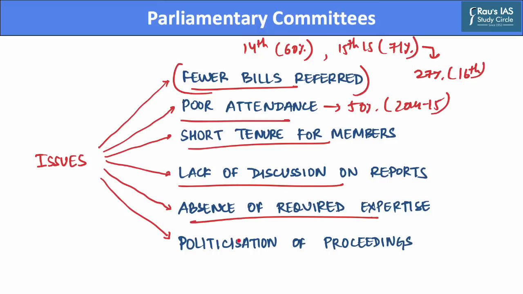Further, there has been a trend of politicization of proceedings of parliamentary committees, as with greater public interest in some issues, members of parliament have started taking strict party lines even in these committee meetings, and this has negatively affected their functioning. However, despite certain issues, there are many measures that can be undertaken in order to improve the functioning of parliamentary committees.